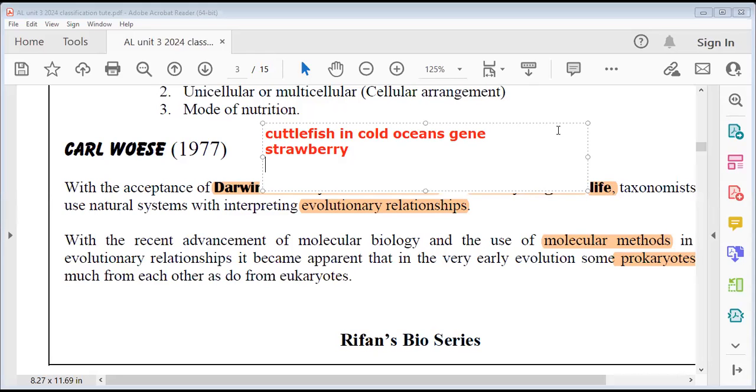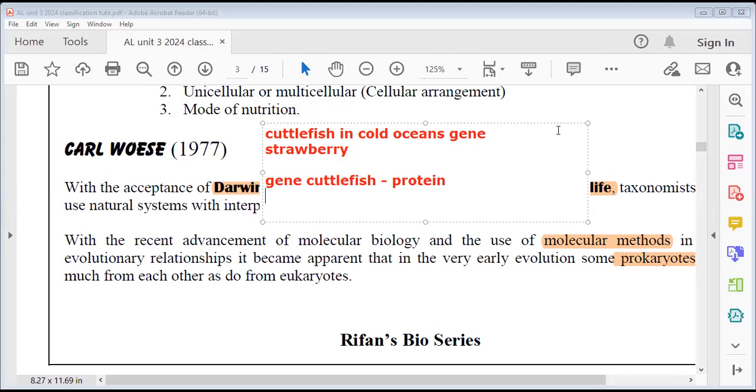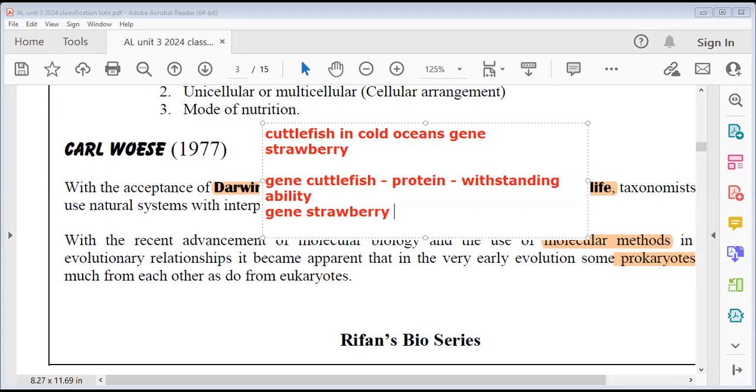The point is, there is a gene in the cuttlefish, correct? That gene is making a protein. That protein is giving the withstanding ability. When the gene goes to the strawberry, in the strawberry also it should produce the same protein. Am I right? Only then will the strawberry withstand the cold. Understood?